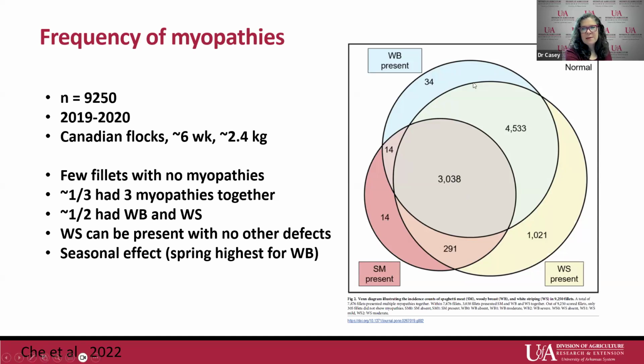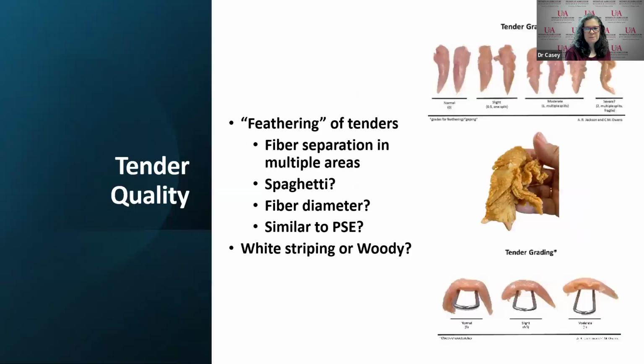About half of the fillets, represented by this 4,500, have woody breast and white striping. And so there is a lot of overlap between these myopathies for the fillets that we see. And you'll see that there's very few normal. So we do see myopathies in a significant proportion of fillets that are in the marketplace.